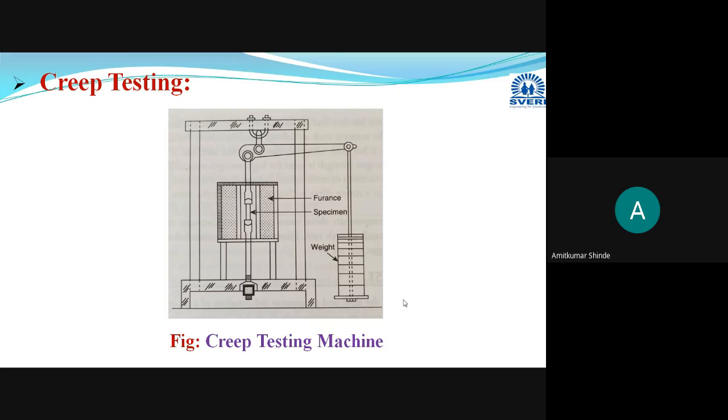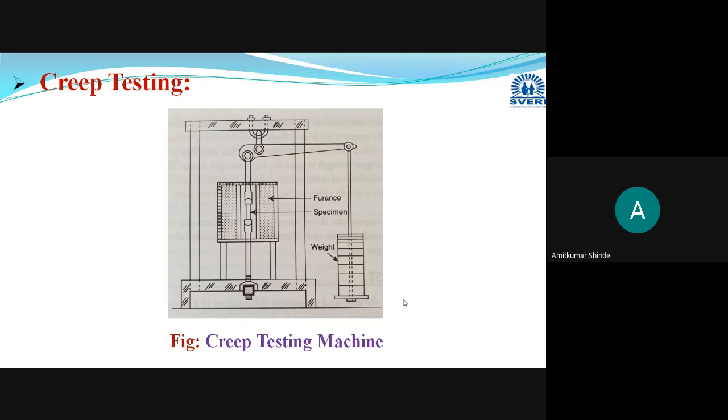Okay, good evening all. So today, from the last few lectures, we are discussing the destructive testing methods and non-destructive testing methods. And in the previous lecture, we concluded tensile testing and impact testing. Now, in today's lecture, we are going to discuss a few points related to the creep test, how this creep test is conducted, and which points we are going to discuss in today's lecture.